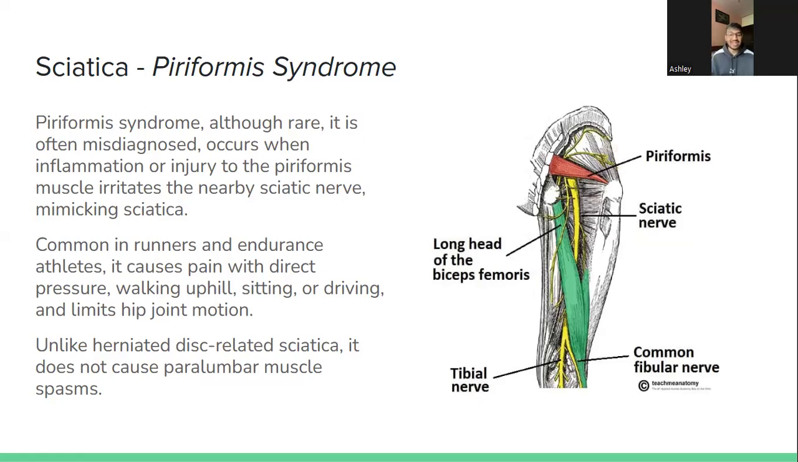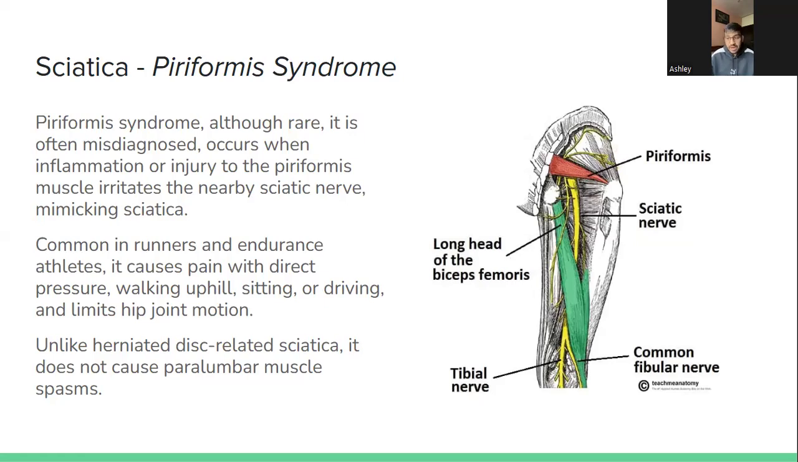This is very rare though, a very rare occasion, but it does happen, and sometimes it gets misdiagnosed as disc herniated sciatica, right? But there's slight differences, right? So in this case, instead of looking at the spine and everything, we need to work on the muscle, right?